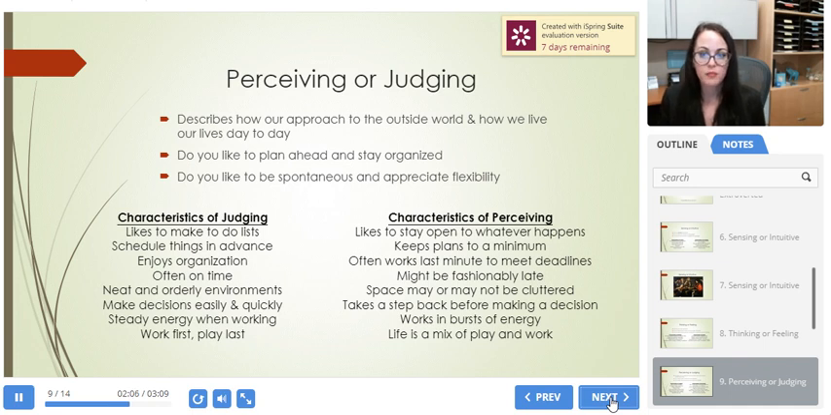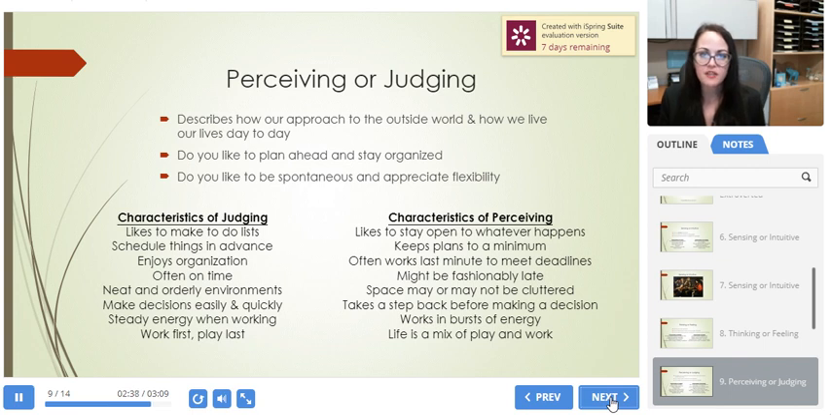So characteristics of people who are more perceiving. They like to stay open to whatever happens. They keep plans to a minimum. They often work last minute to meet deadlines. So these are the people in college that maybe were cramming last minute for a test, or maybe see their deadline coming up and approaching, and then that's when they start to work. They're also often fashionably late. Their space can be neat or could be cluttered.